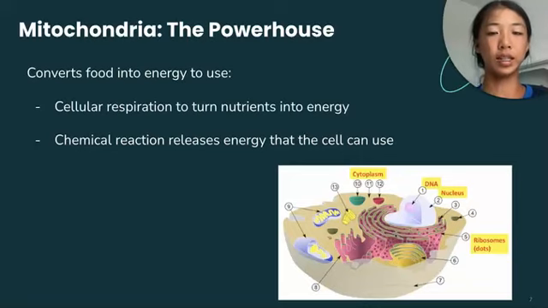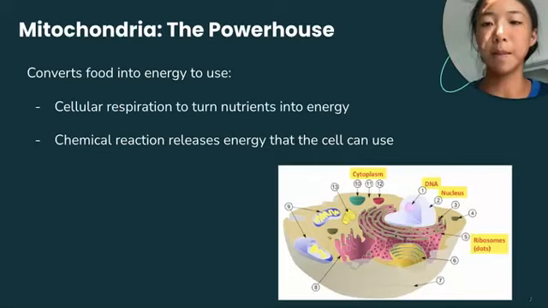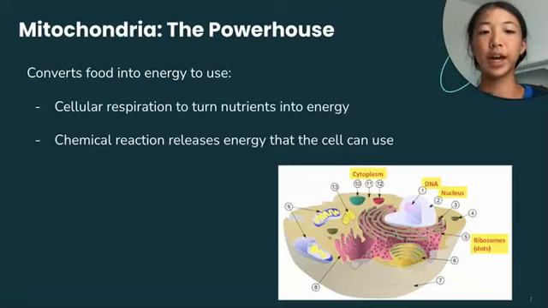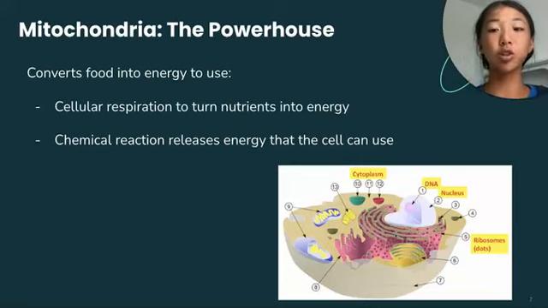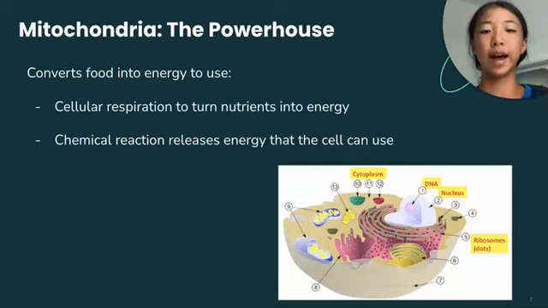Now that we've touched upon the cell membrane, the cytoplasm, the nucleus, and the ribosomes, we finally reached our last component, the mitochondria, our fifth and final component. The mitochondria acts as the powerhouse. Now, important thing, it doesn't make energy. It converts energy. It converts energy from food into energy we can use using cellular respiration, which is this chemical reaction that most animals use that releases energy so that the cell can use it. And that's really all there is to the mitochondria.